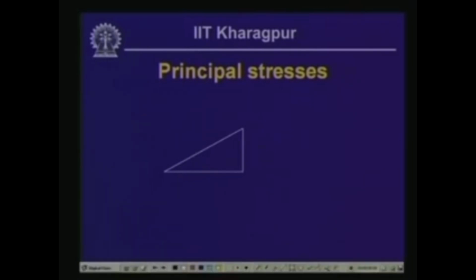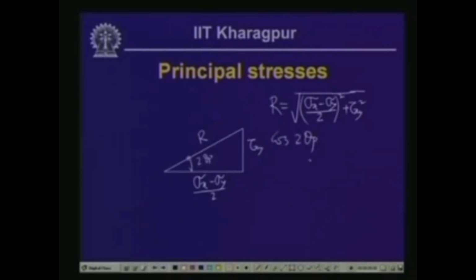We have seen that this angle 2 theta p, where tan of 2 theta p is equal to tau x y by sigma x minus sigma y by 2. Hence, the value of this hypotenuse r is equal to root of sigma x minus sigma y by 2 square plus tau x y square. Hence, the value of cos 2 theta p is equal to sigma x minus sigma y by 2 r, and sin 2 theta p is equal to tau x y by r.